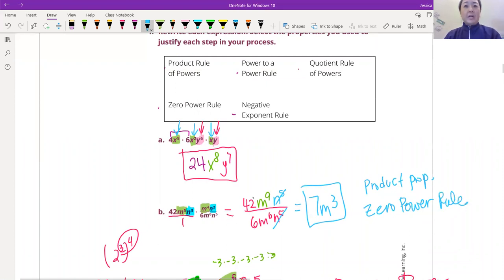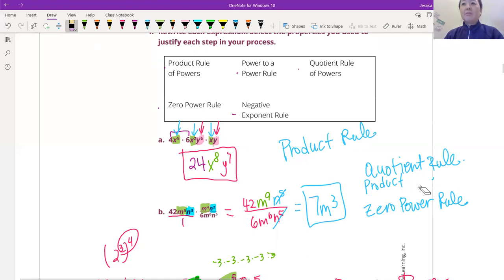And then we did use some division here. So it's the quotient. Okay, I'm not really writing this in order, but you know what I mean. So this is the quotient rule of powers. I'll just go with the quotient rule, right? For this top one right here for A, what did we just do? It was literally only one, just the product rule. Sorry, I should not say property there. I should say rule. The product rule of powers.